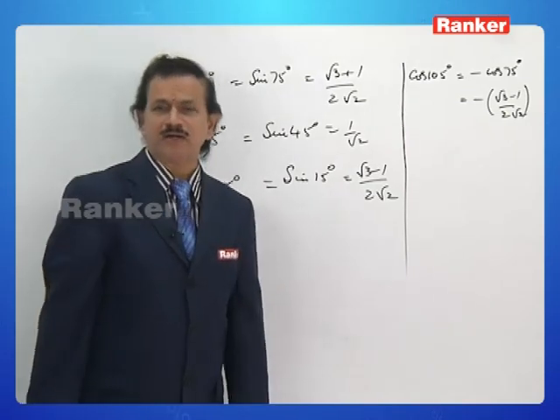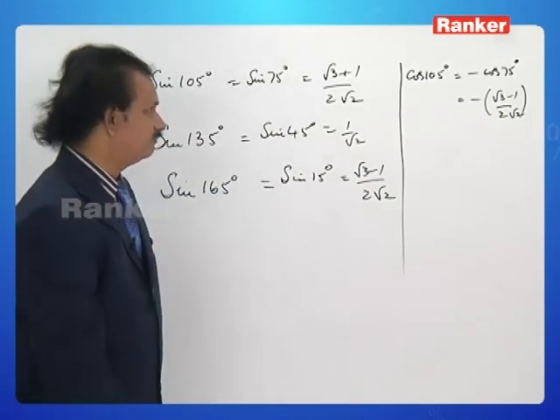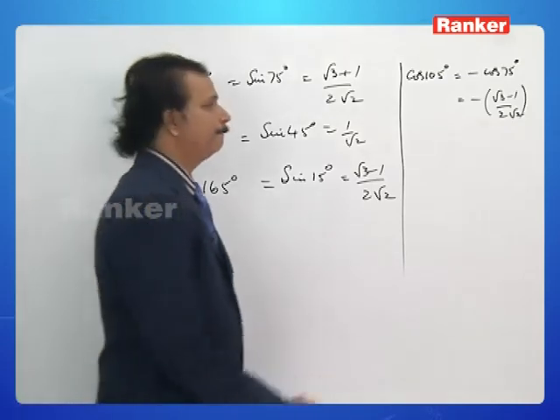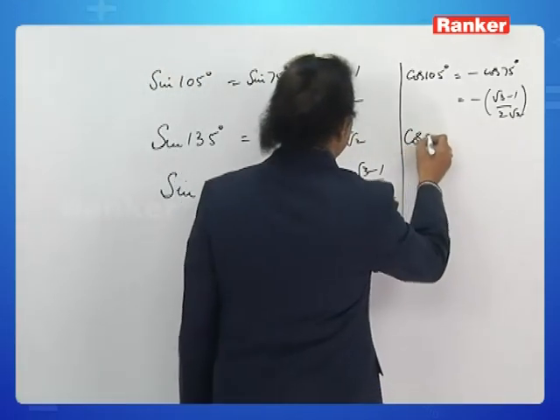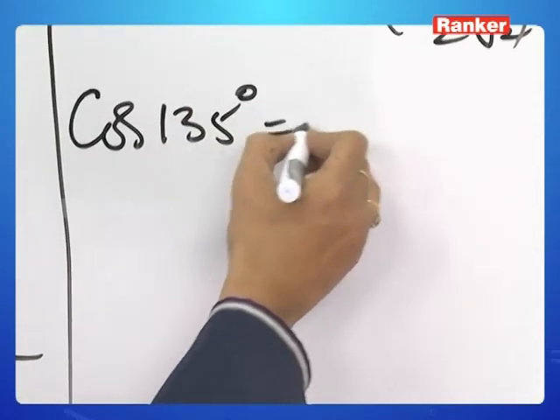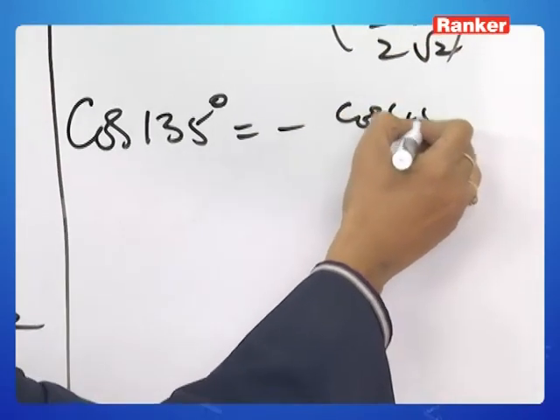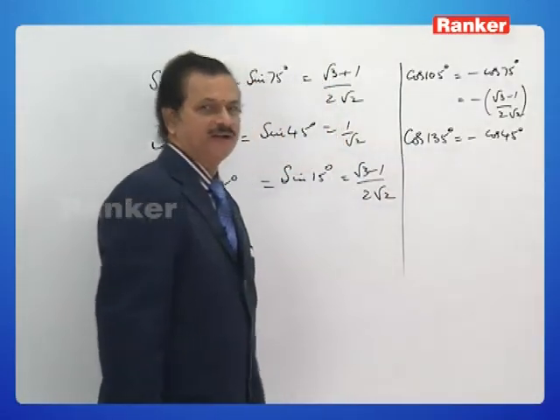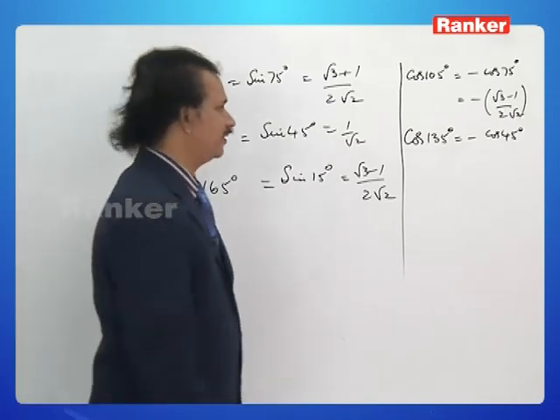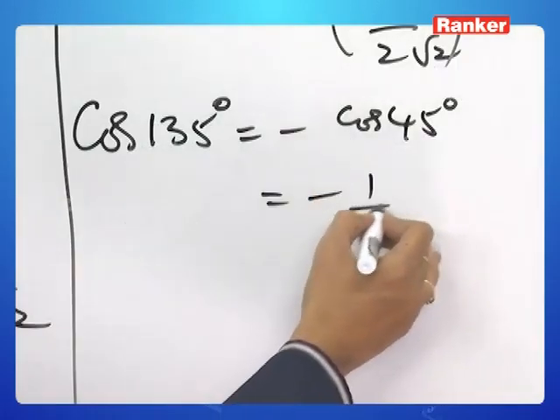What is cos 120? Minus cos 60, minus half. What is cos 135? Cos 135 degrees is equal to minus cos 45. Again, the reason is 135 degrees and 45 degrees are supplementary. Hence, this answer is minus 1 by root 2.